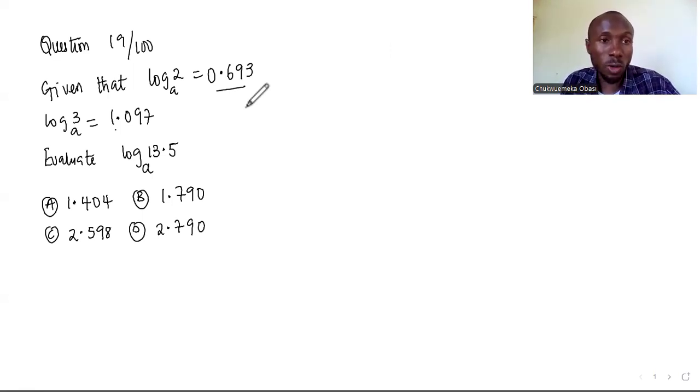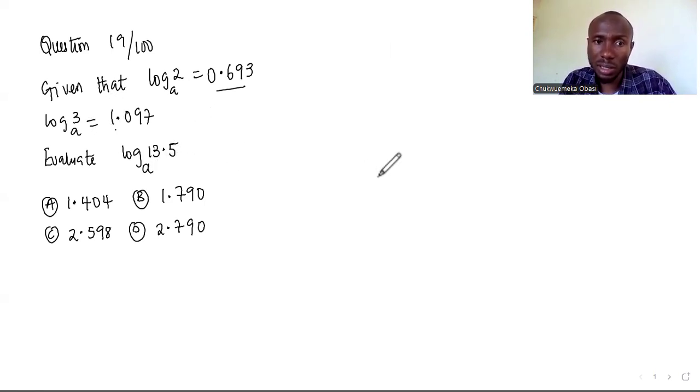And very quickly, we want to evaluate log 13.5 base A, but we are given what log 2 base A is and what log 3 base A is. So that is what we know, but we don't know what log 13.5 base A is. So the idea is, can you rewrite 13.5 in terms of 2 and 3? And if that is possible, then this work is done.